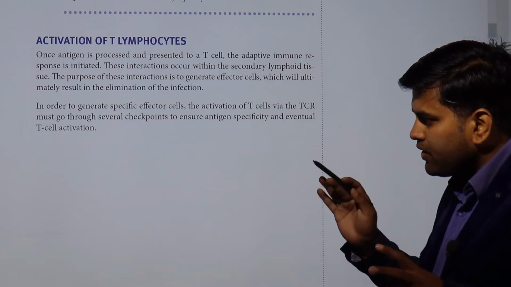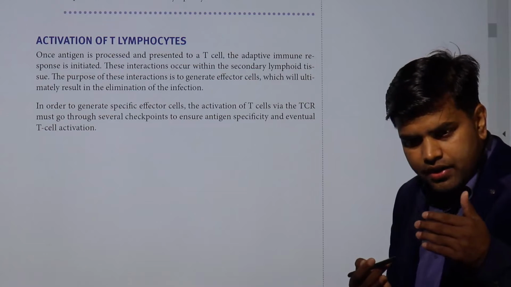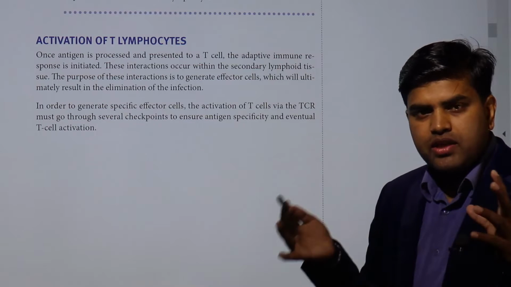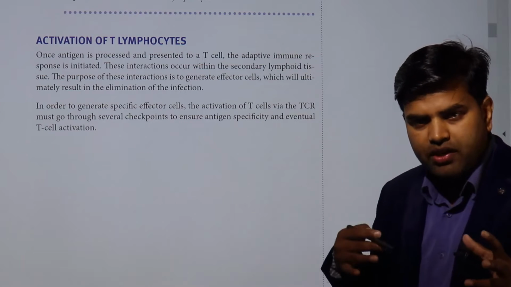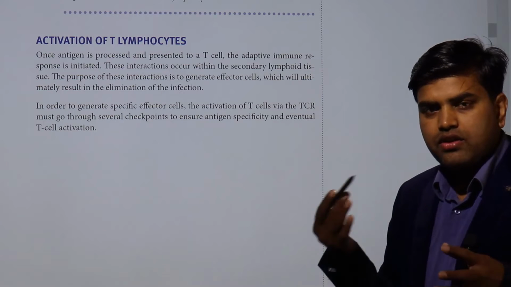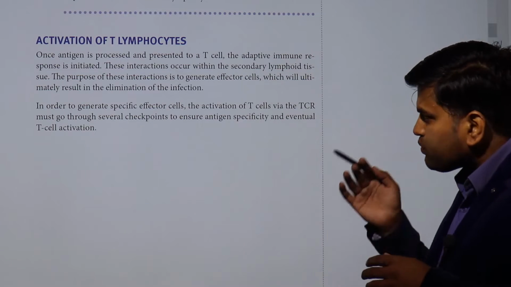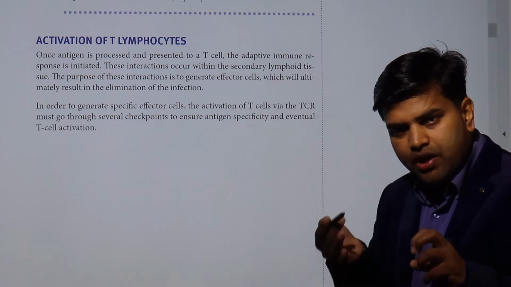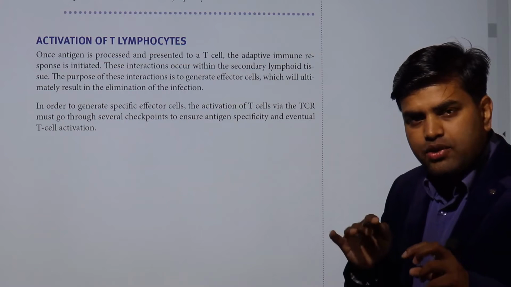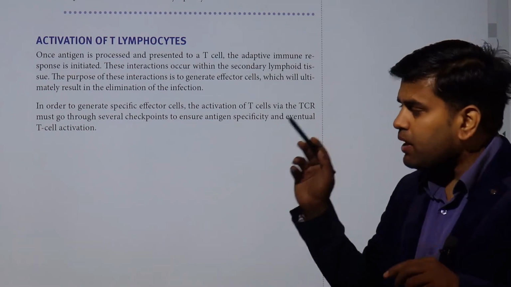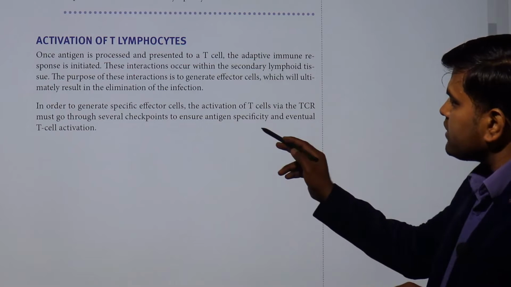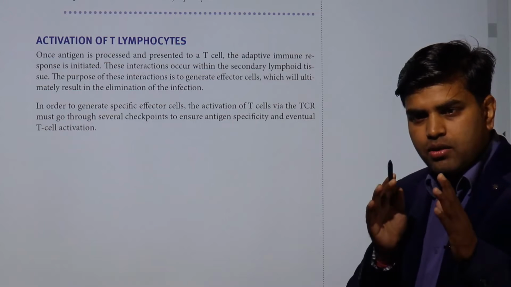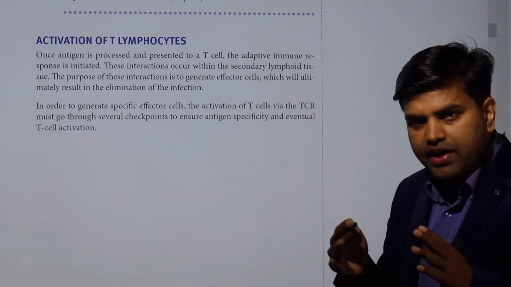The activation should happen in such a way, through different checkpoints, because if there is abnormal activation of this T cell, then the antigen will act as a superantigen, or there will be an autoimmune disorder and other disorders inside your body. So the antigen should be captured properly, processed properly, and then presented properly, and during the presentation everything should be checked by this T cell to ensure the antigen specificity and eventually the T cell activation. So there is a requirement of proper, guided activation.